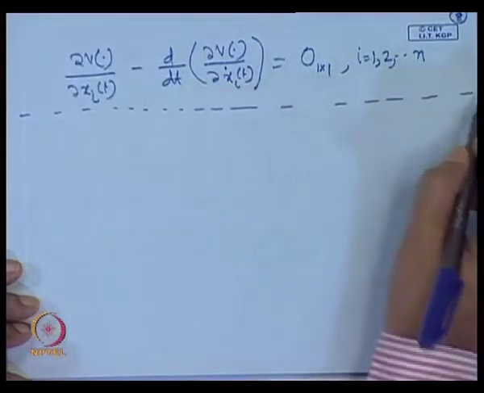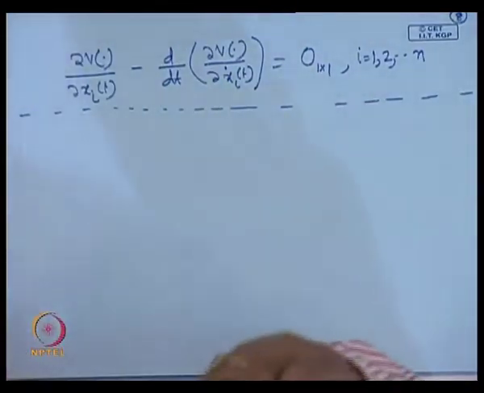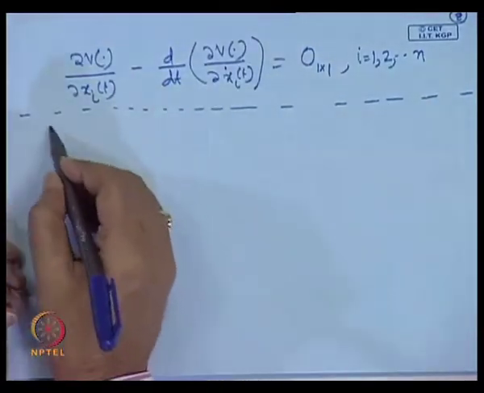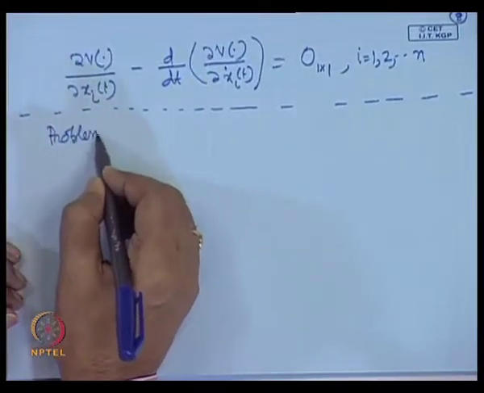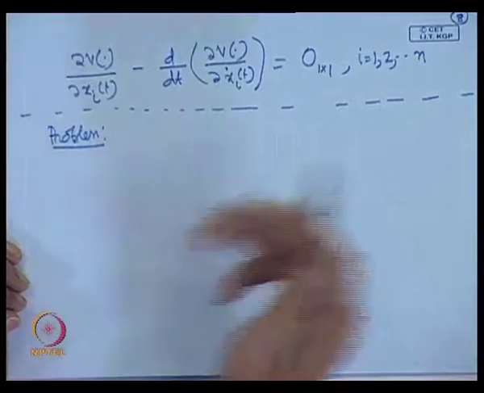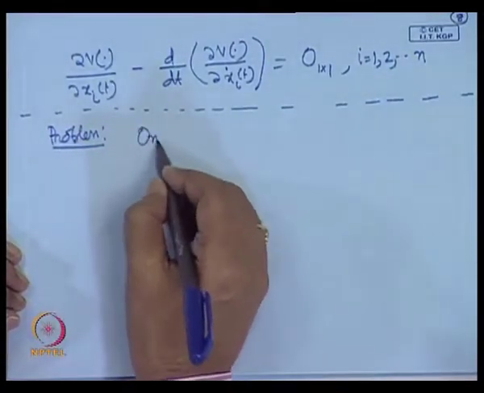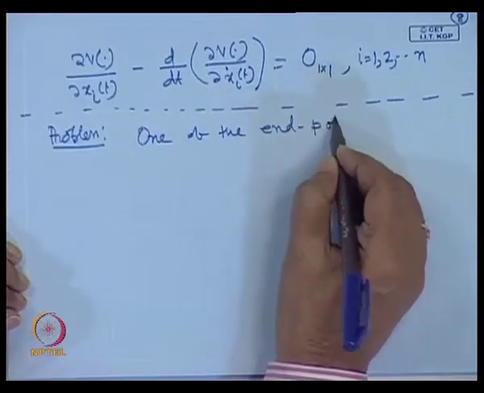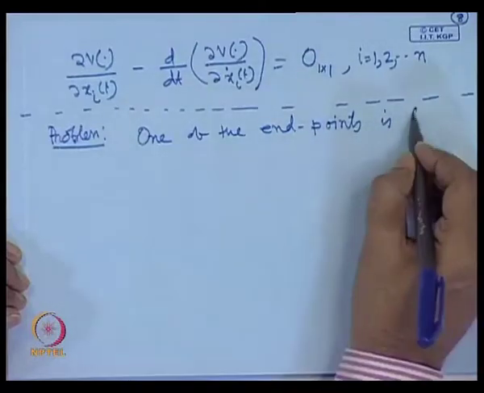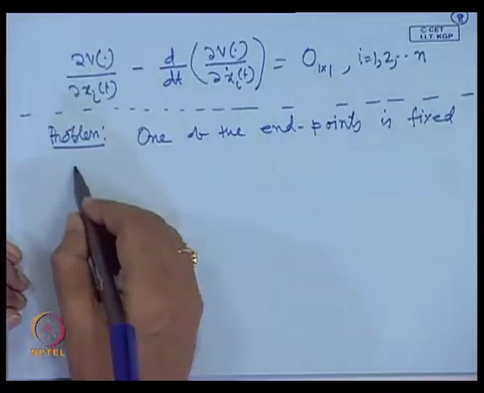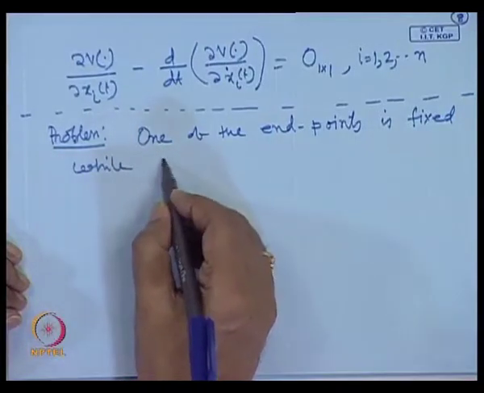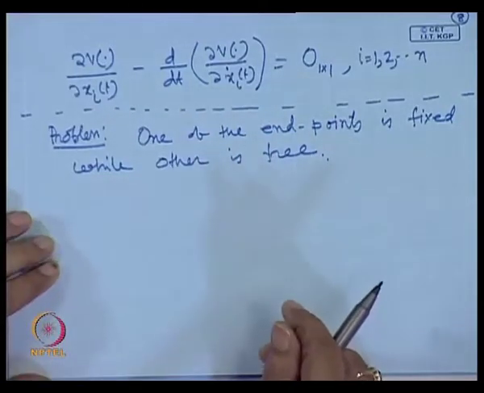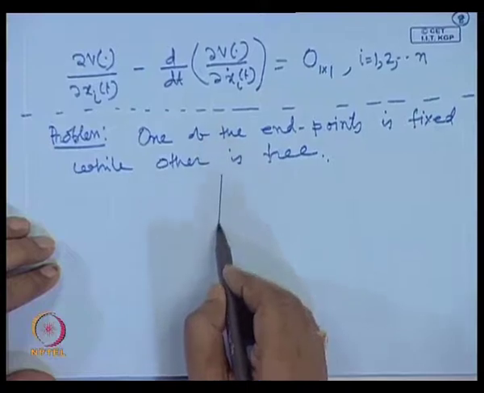Now, instead of a specific problem where both ends of our trajectory are fixed, we can go for a more general problem. Our more general problem is like this: one end point is fixed, while the other is free. So, let us see the corresponding diagram for this one.